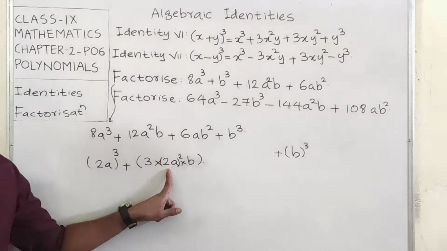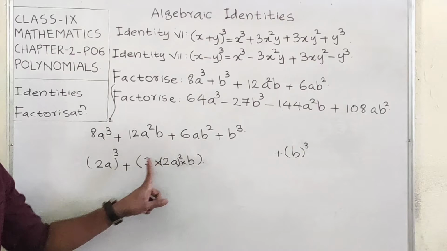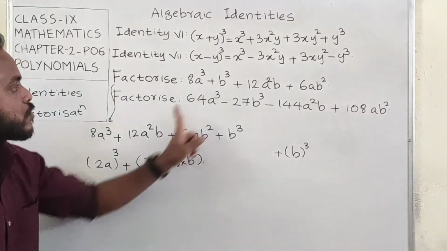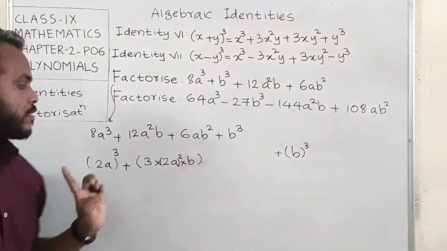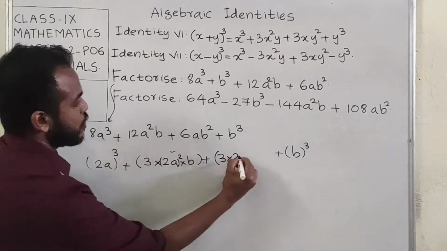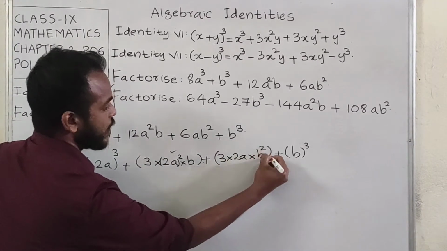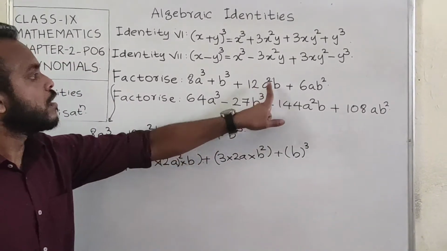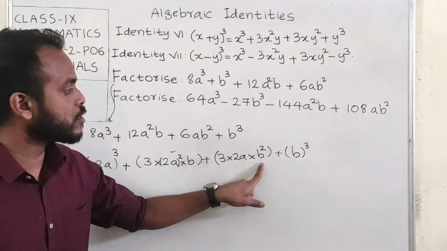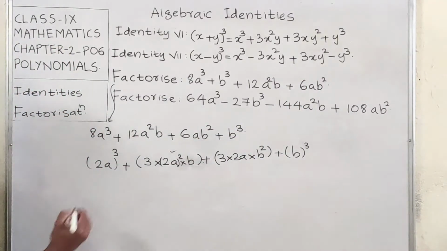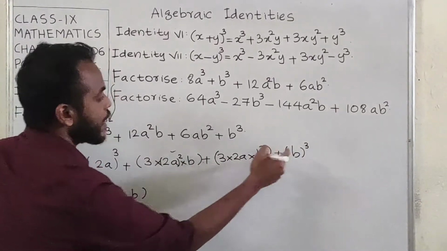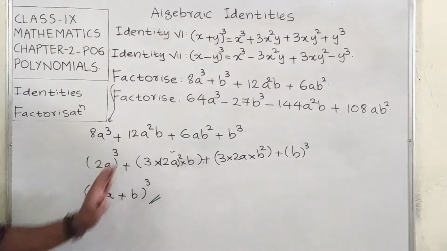3 into, what is 2 square? It is 4 into a square b. So it is like 3 into 4 into a square b, that is 12a square b. Are we getting the same? 12a square b. So it's done. So this one is okay. Then let's see, 3 into first term 2a into second term square, that is b square. If you solve this one, we should get 6ab square. Let's see whether it's getting, 2 into 3 is 6, 6 into a into b square, 6ab square. So it's satisfied. So we can write this as 2a plus b. How? First number plus second number whole cube. So this is how to factorize this one.